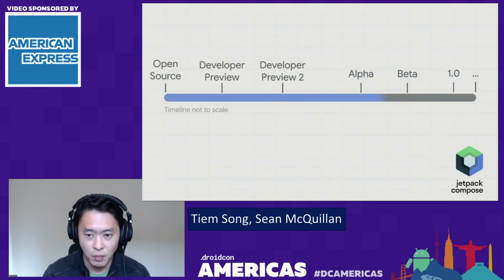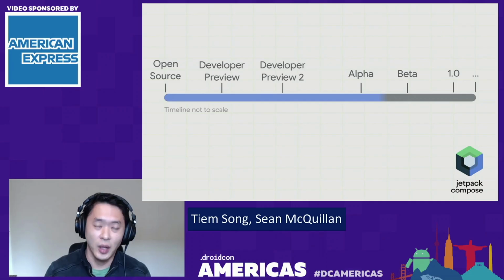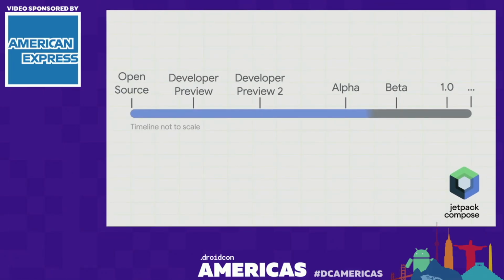Where are we in the Compose timeline? At I/O of last year, we open sourced Compose. Back then, it was a rather simple tool. You could basically display text. There was minor support for vector drawables and rows and columns. And so you could build a really nice screen of text.